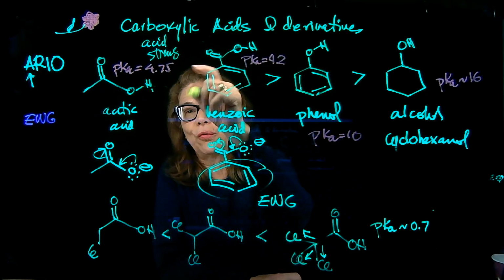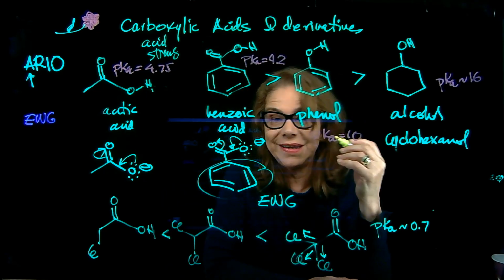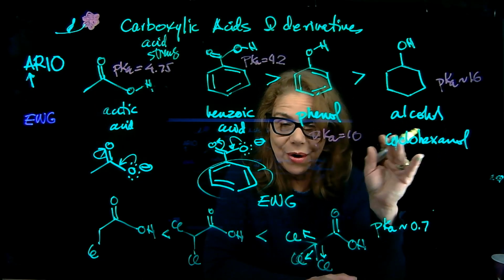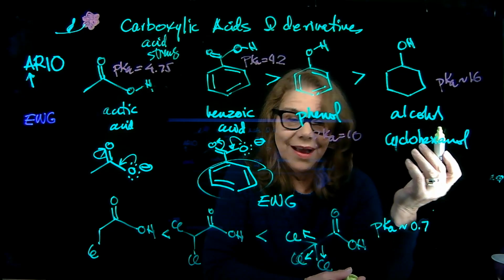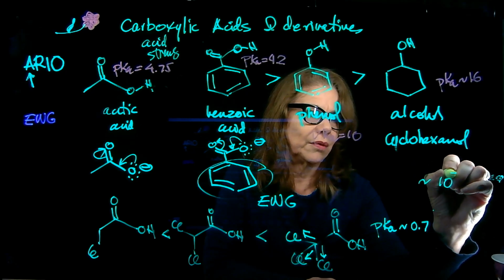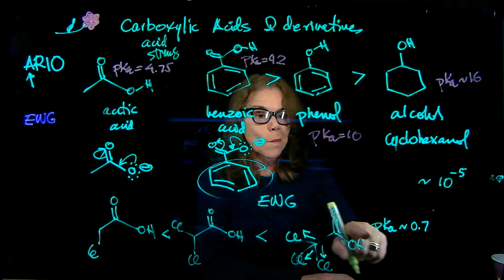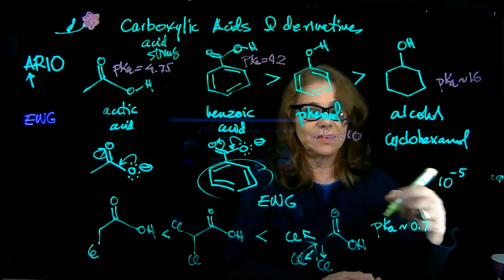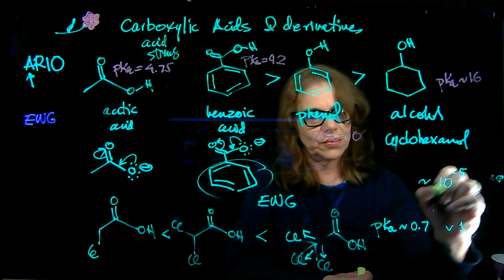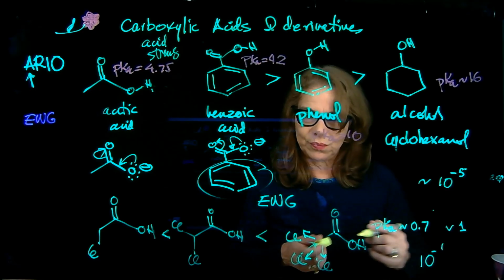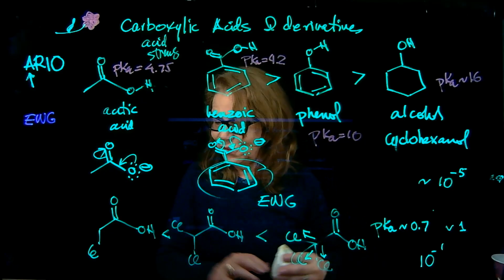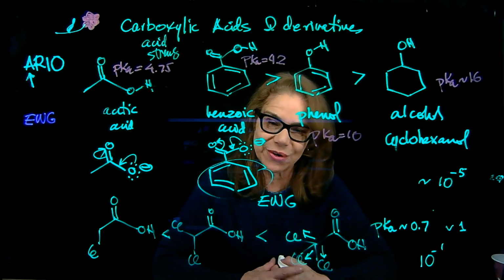If you round that up to 5, the Ka is 10 to the negative 5. You can say the equilibrium constant here is about 10 to the negative 5. So it's not product favored, but this is even better. If you round this to 1, it's just 10 to the negative 1. So 10 to the 4 times stronger acid. So 10,000 times stronger acid. All right.